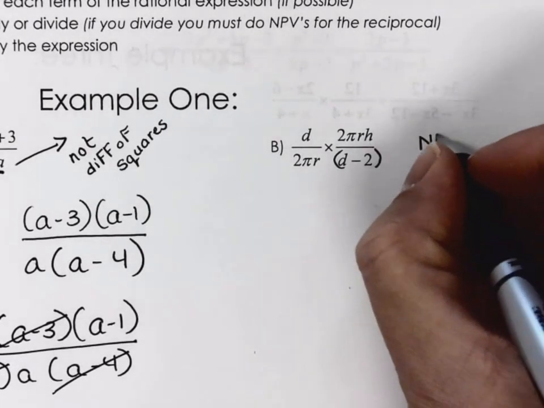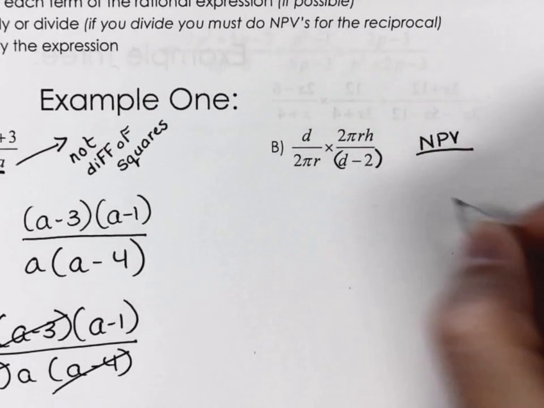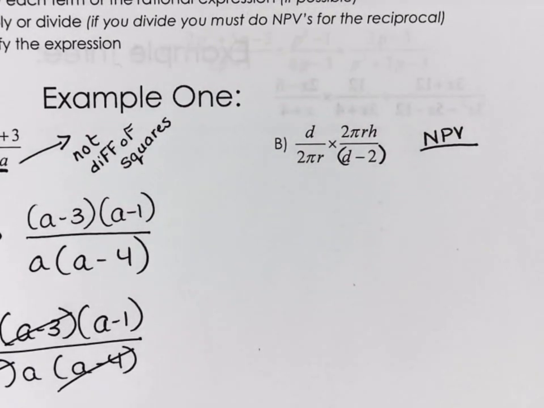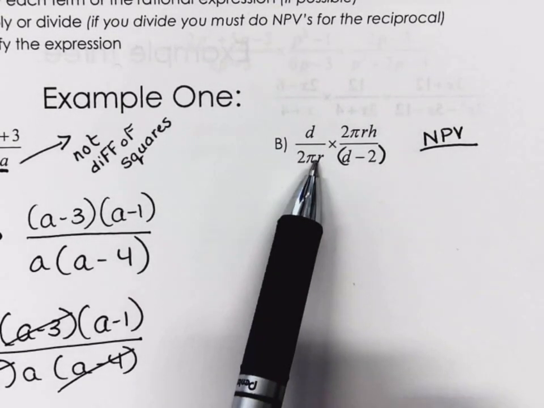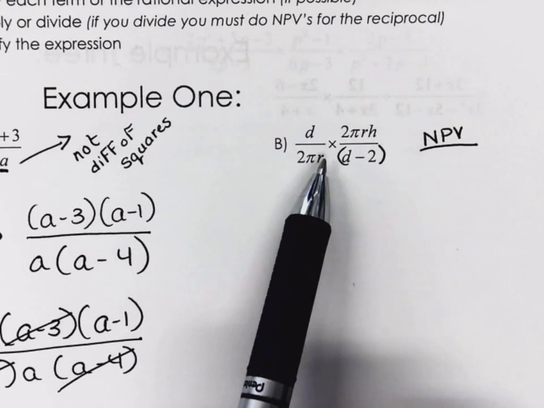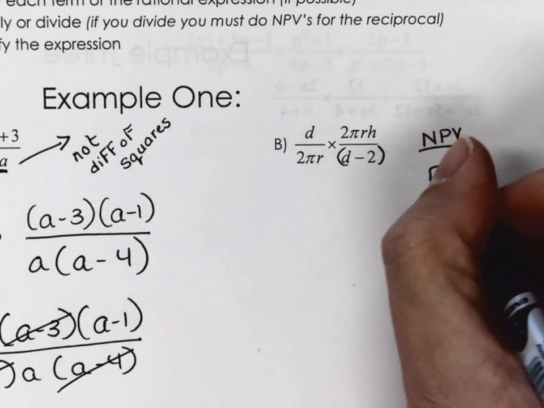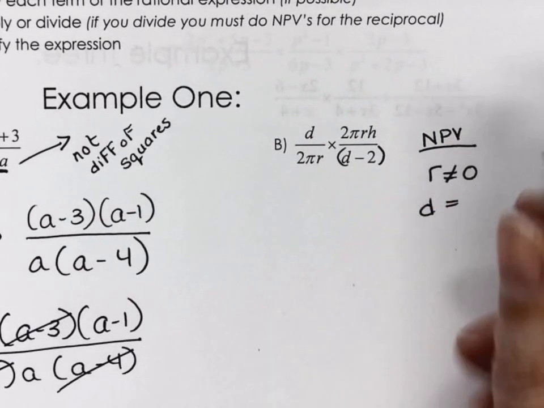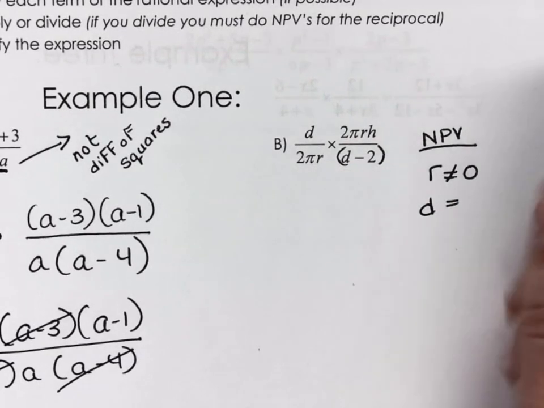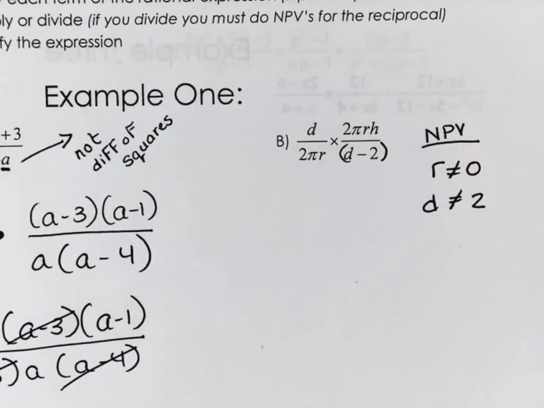So now we're going to do our NPVs. So I've got a couple of things here, but I'm looking at the denominator only. What are my variables in the denominator? R and D. So when I look at R, is R a monomial or is it in a binomial situation? Monomial. So what can R not equal? 0. Okay, so I'm done with that one. Now I'm going to go over to D. What can D not equal? 2. Positive 2. So in this case, we had to list multiple variables. In the first one, we just had the A.